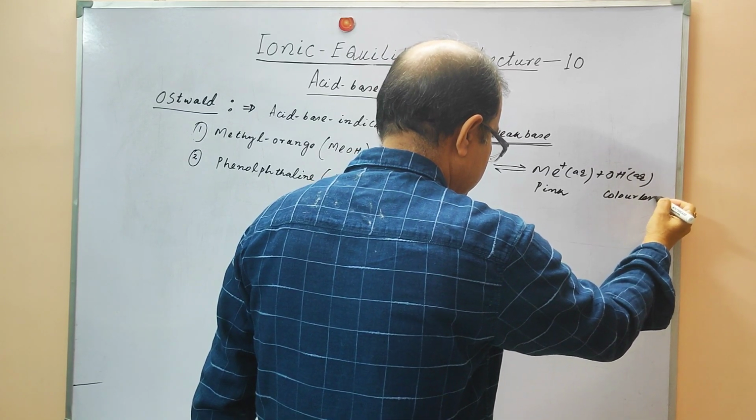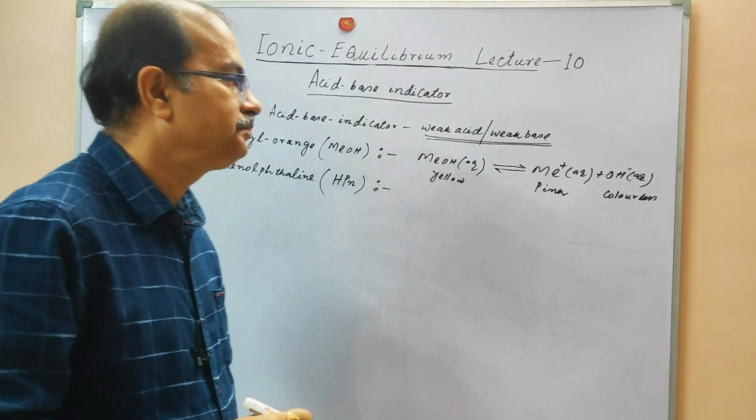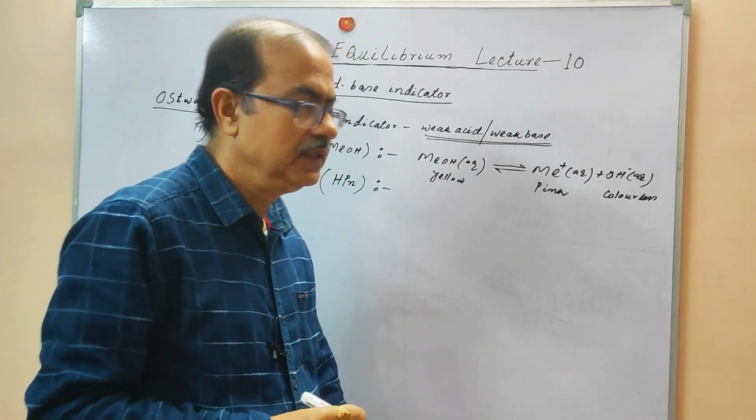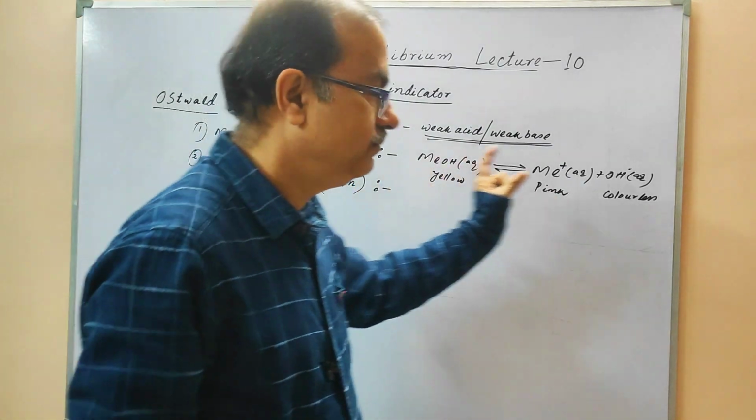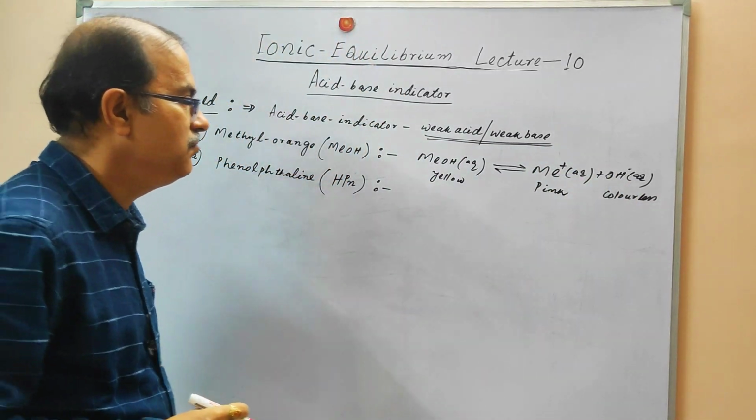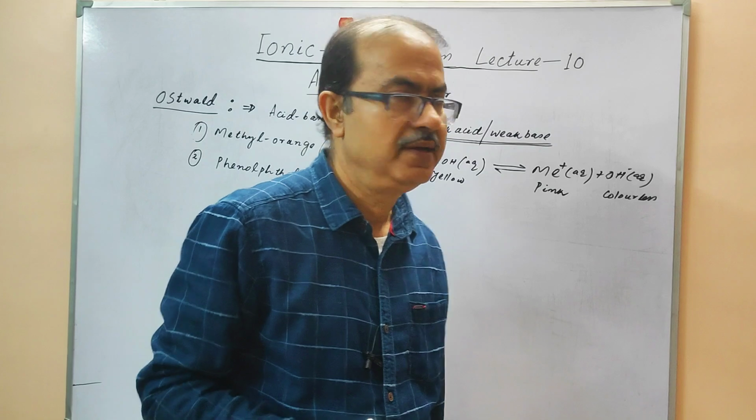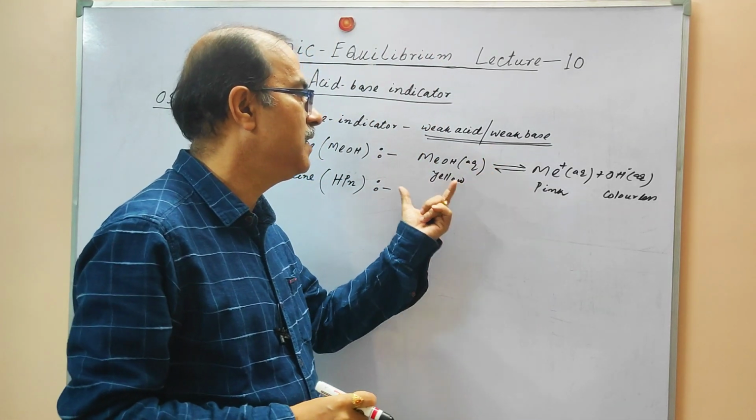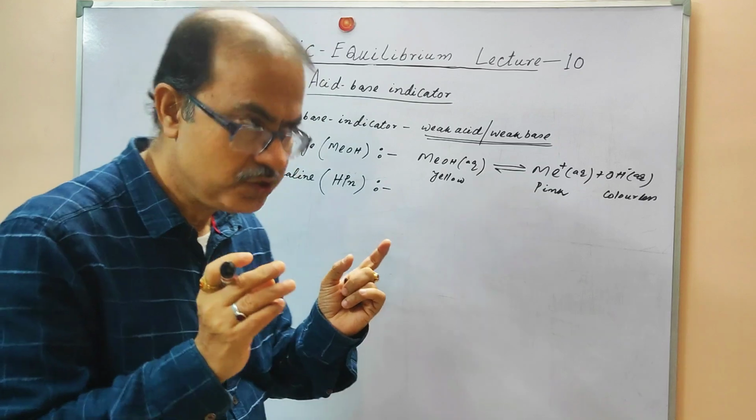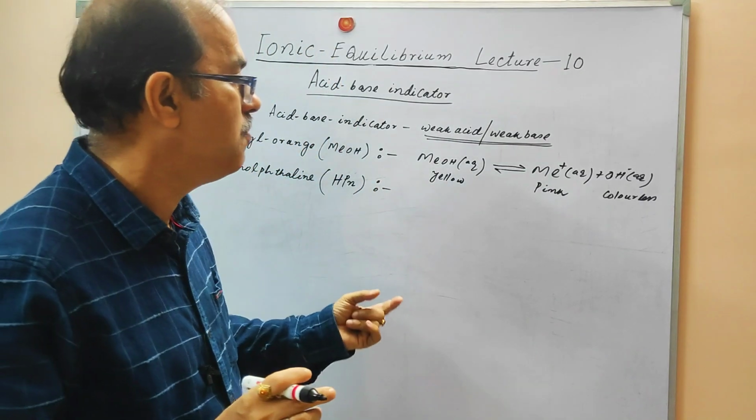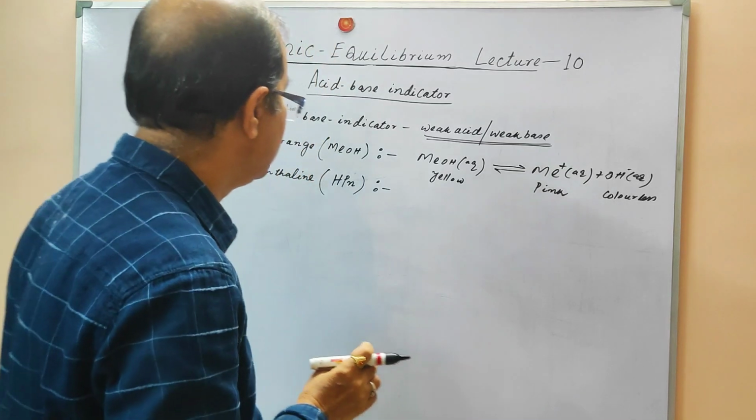So you can easily understand that when it is dissociated and produces these ions, the ions have some color. When the methyl orange is in undissociated form, it is of yellow color. When it is in dissociated form, it will have a pink color.